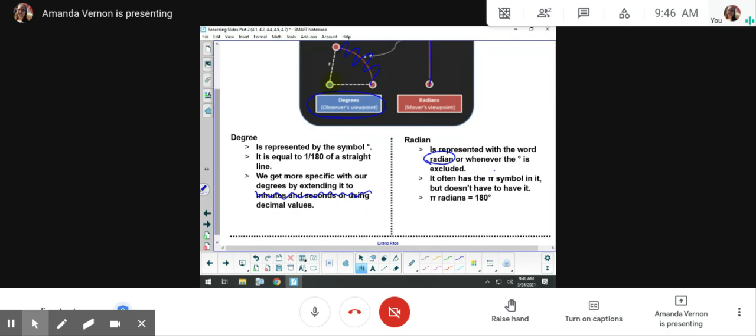Oftentimes, it has a pi symbol involved with it, and that connects to the fact that a circle around the outside is calculated by, or we use the word circumference. And so to find the circumference of a circle, we have 2 pi r. And so that's where that pi symbol comes in. It has to connect with the circumference of a circle. Okay. And then last but not least, pi radians, or halfway around the circle, is considered to be equal to 180 degrees. This is part of our unit conversion, which we'll talk about next.